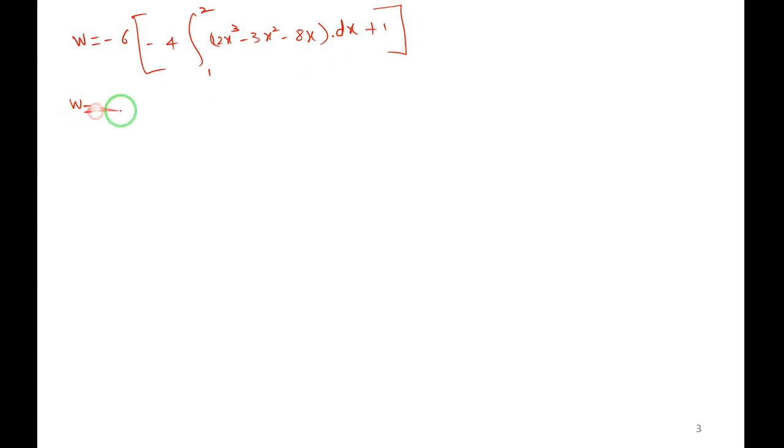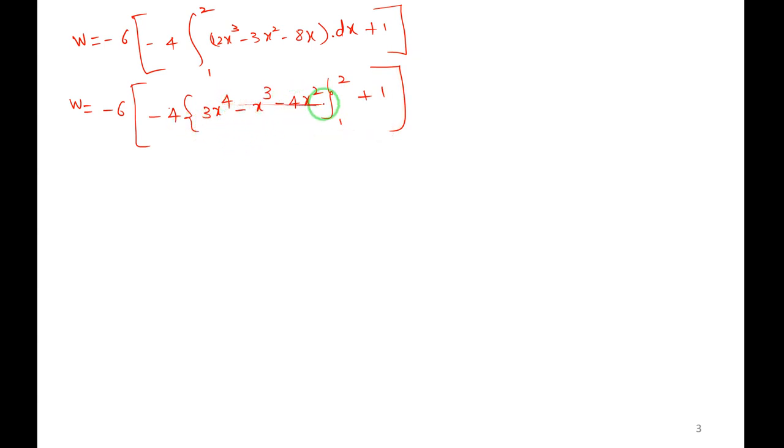So W is equal to minus 6 minus 4. I will frame this equation in the calculator. Oh, sorry, I have to integrate first. Integration of x cube is x to the power of 4 by 4. 12 by 4 is 3, so 3x to the power of 4. Minus here x cube by 3, the 3s get cancelled, so I am getting x cube. And minus 8x square by 2, 4x square I am getting. Limits are varying from 1 to 2, plus 1.